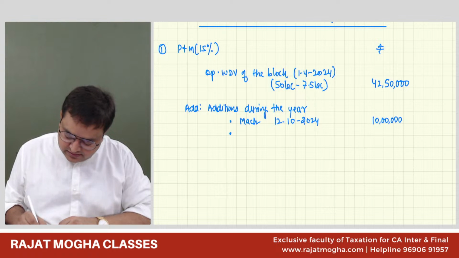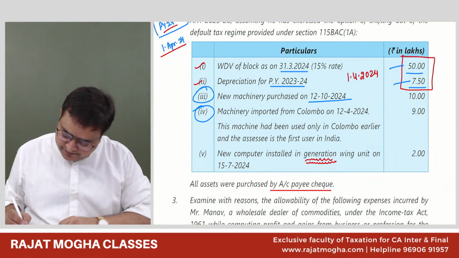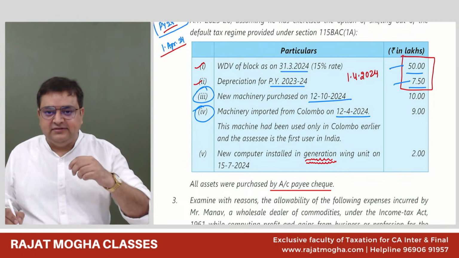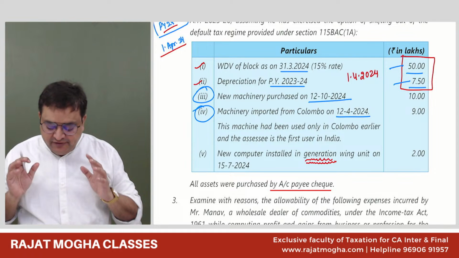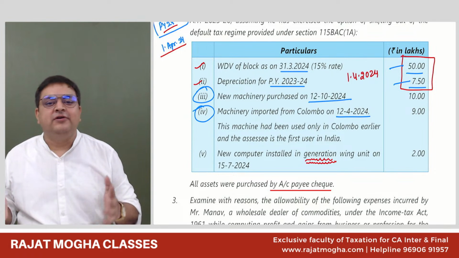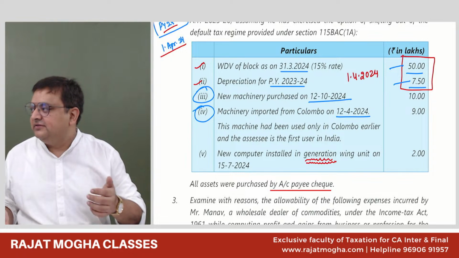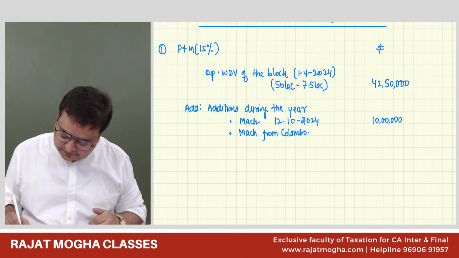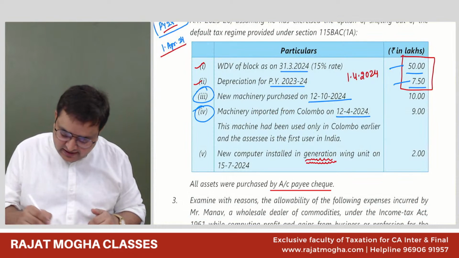And another machine from Colombo was purchased on 12/4/2024, full depreciation, not less than 180 days. If they have not given the date of put to use, we always assume that the purchase date and put to use date are the same. So 12/4/2024, how much is it for? 9 lakh.